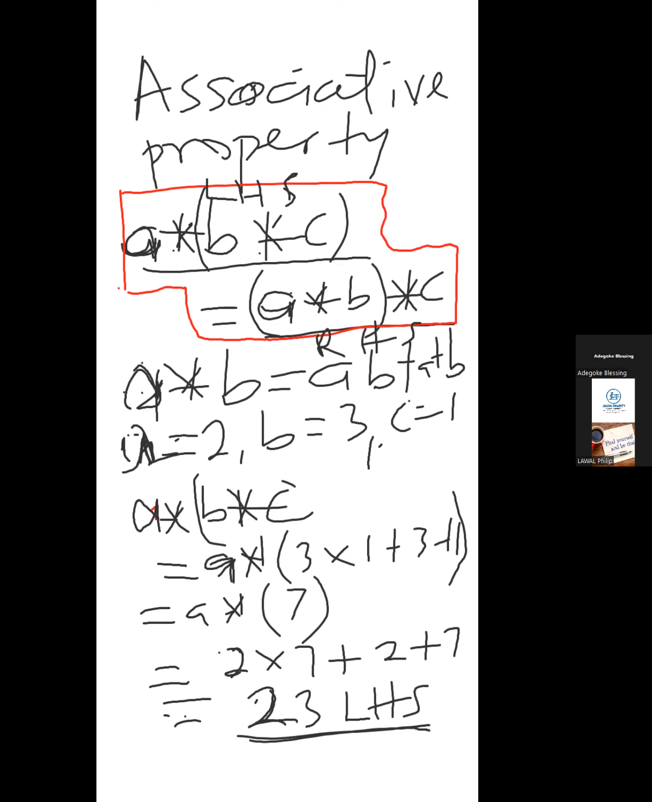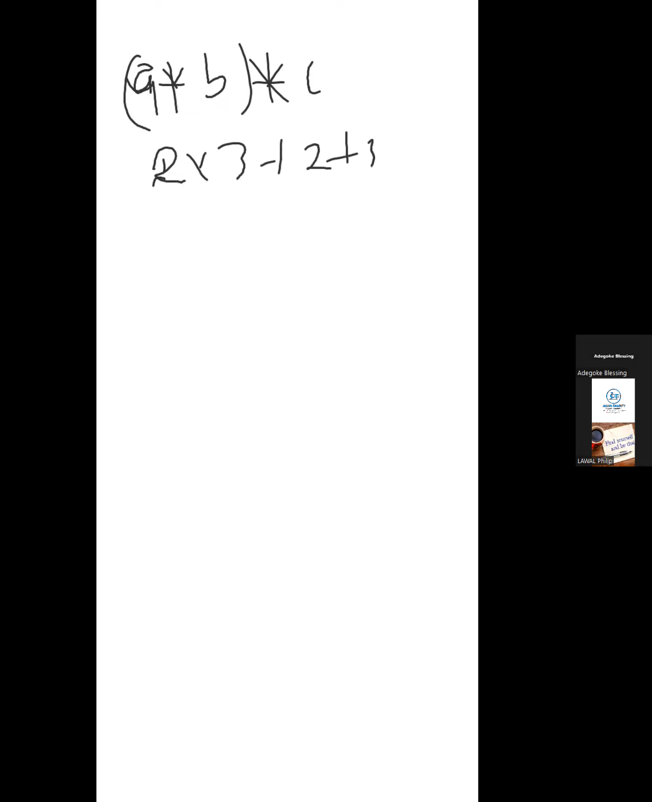So let me just bring to remembrance again. A is 2, B is 3, and C is 1. So I want to operate A star B star C in the order of AB plus A plus B. So let's go. So I have now A star B. I want to operate this, then bring it star C. So let's see. Our A is 2, so it's going to be 2 times 3 plus 2 plus 3, all in bracket, then star C.